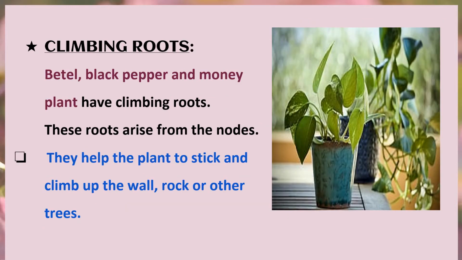Now, one more function is climbing roots. The plants of betel and black pepper, money plant, have climbing roots. They help the plant to stick and climb up the wall, rock and other trees. The climbing root arises from the nodes.